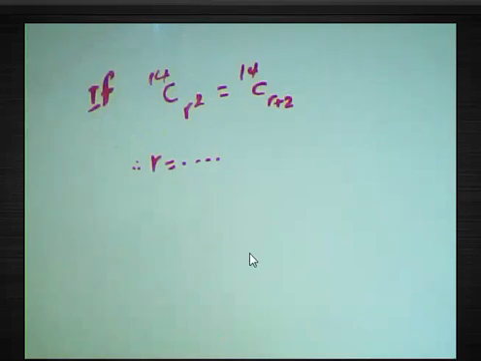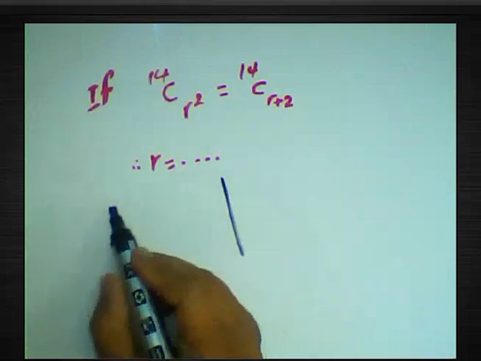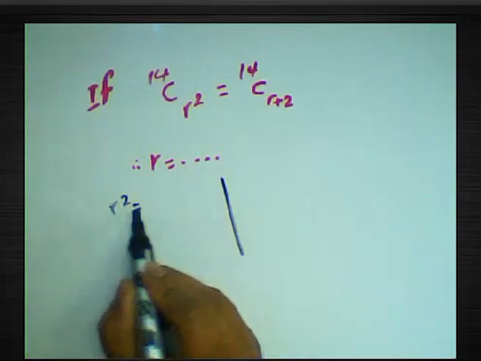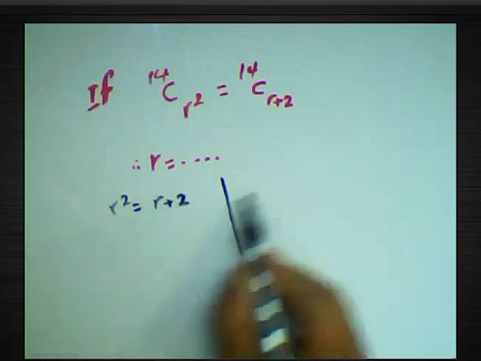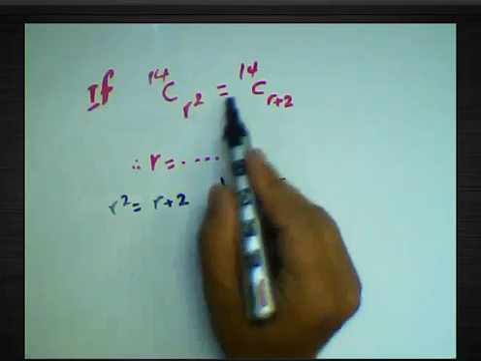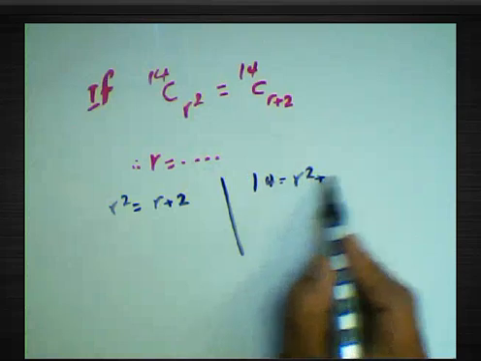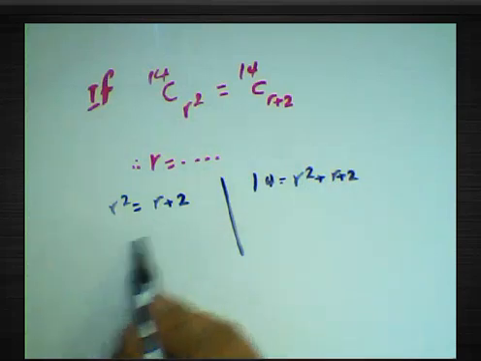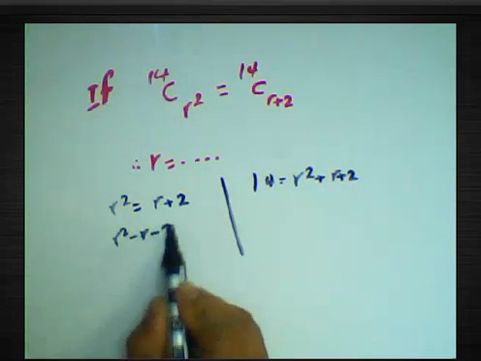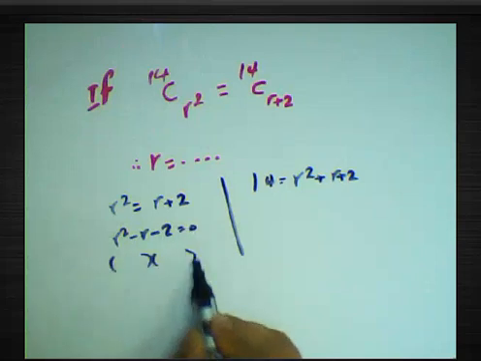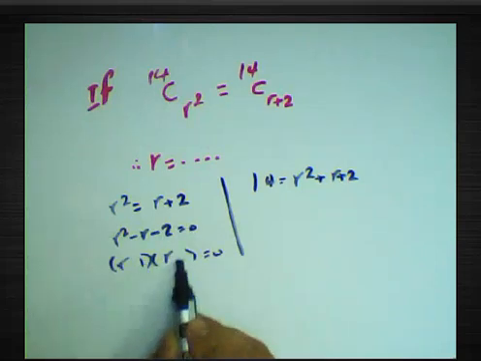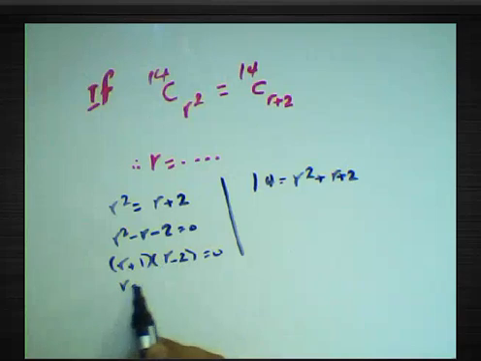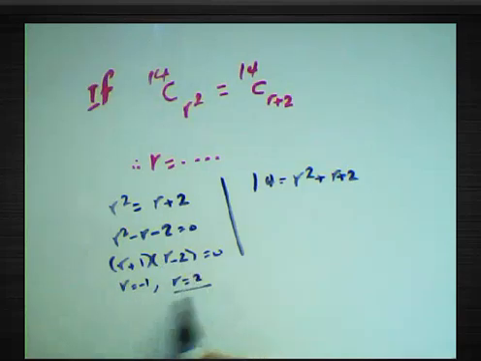14 combination r power 2 equals 14 combination r plus 2, then r equals what? We have two rules for this example. We can write r power 2 will be equal to r plus 2, or 14 will be equal to r power 2 plus r plus 2. Here r power 2 minus r minus 2 equals 0. We can factorize it: r times r, 1 times 2, one will be negative and one will be positive. Then r equals negative 1, or r equals 2.